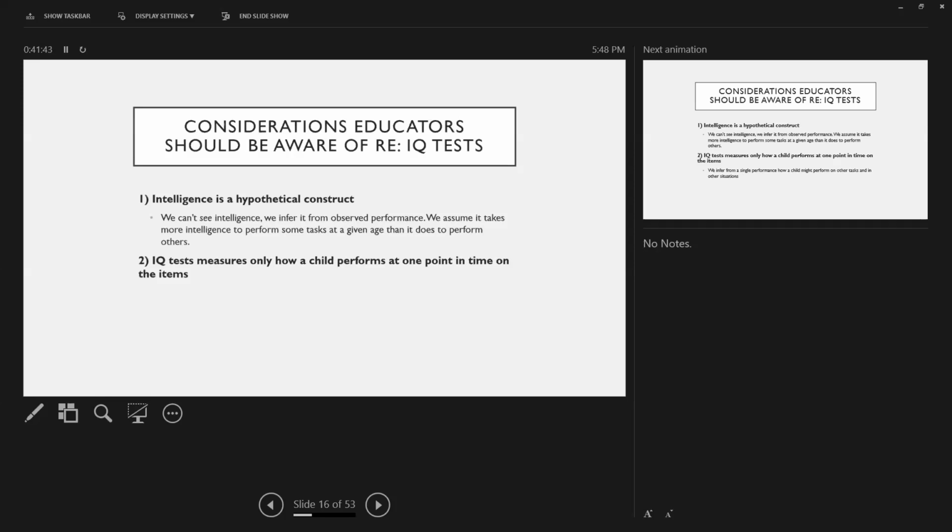And then I already alluded to this. An IQ test is basically a sample of a kid's performance at a single point in time. And there are a number of factors that could play into a child not performing as well on such a test as she or he might be capable of doing at some other point in time.